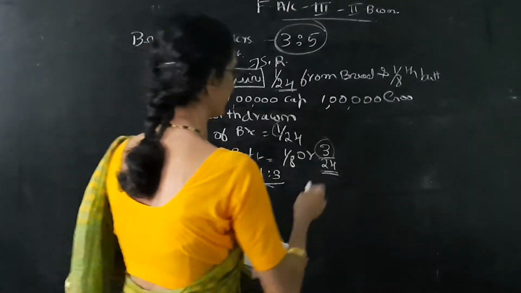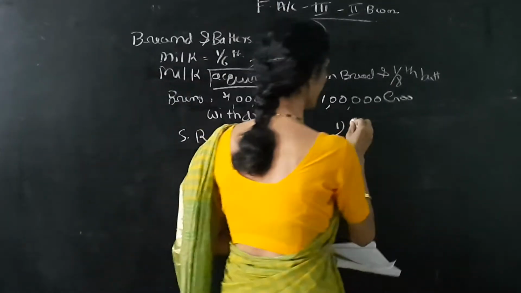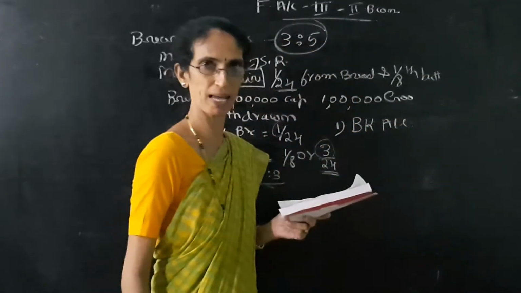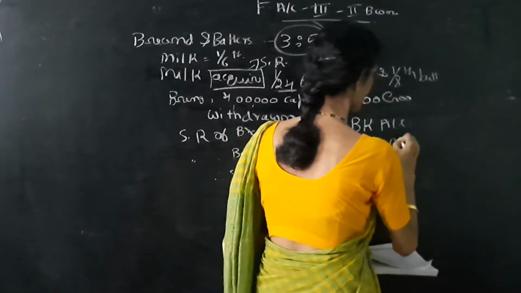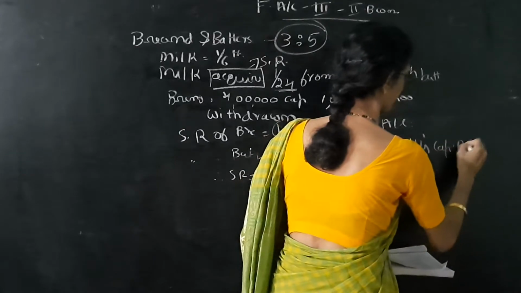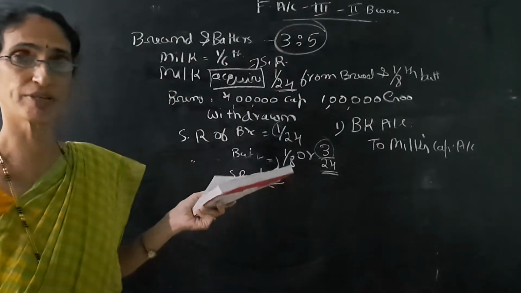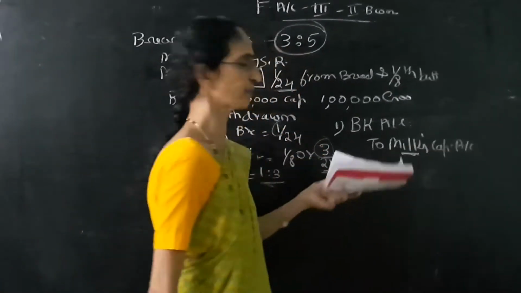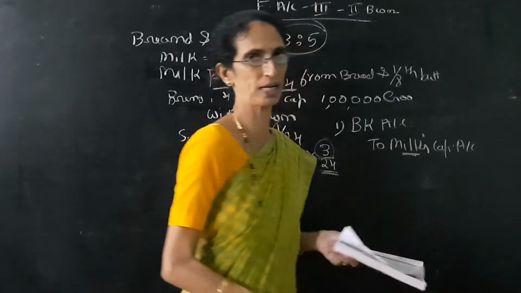So the first entry is for bringing the cash and goodwill. When he brings, cash comes in, that is Bank account debit, to new partner Milk's capital account. Remember here it is withdrawn by the old partners. So we have to add to Milk's capital account instead of writing a separate goodwill account.